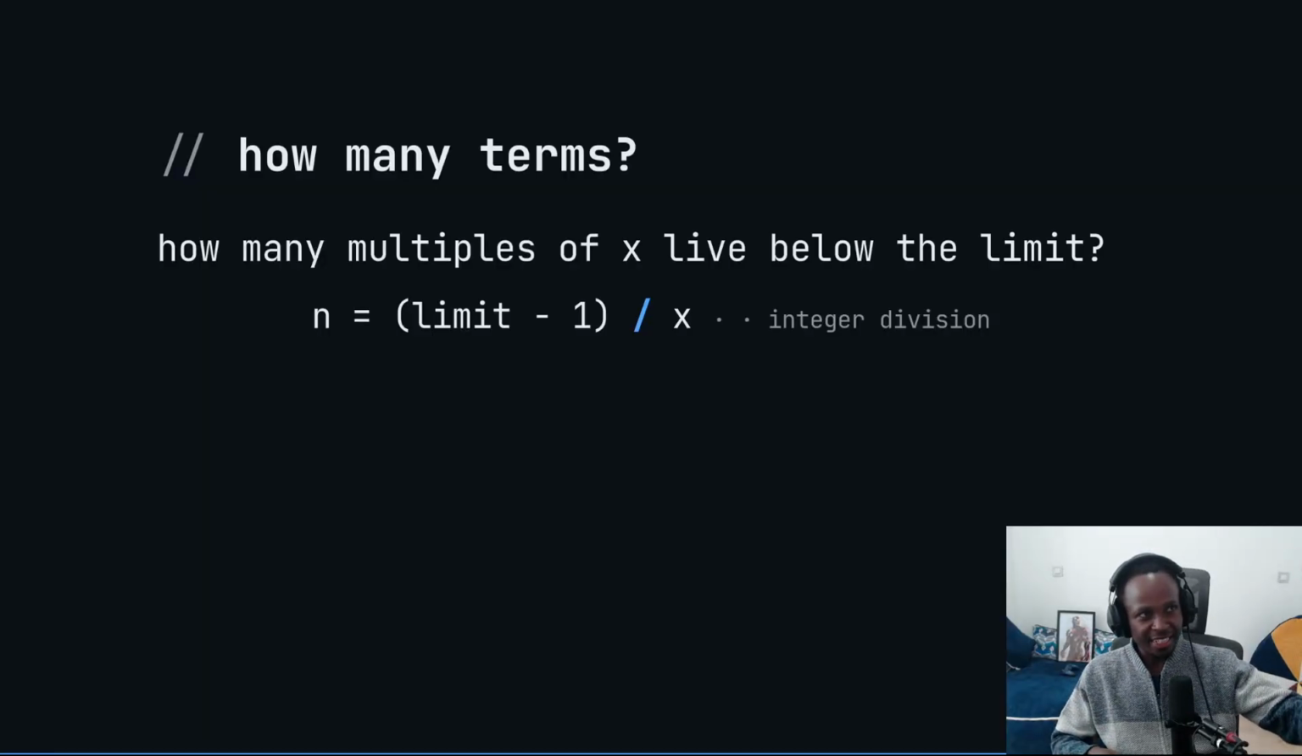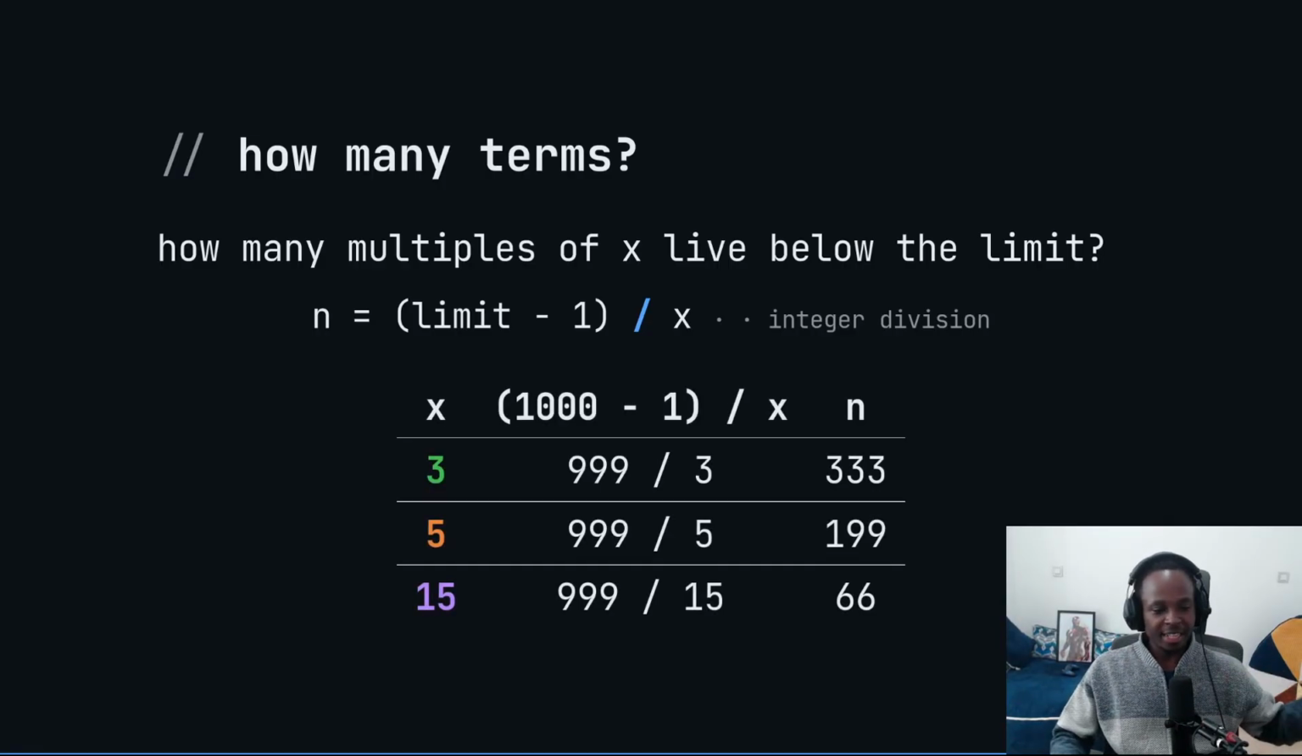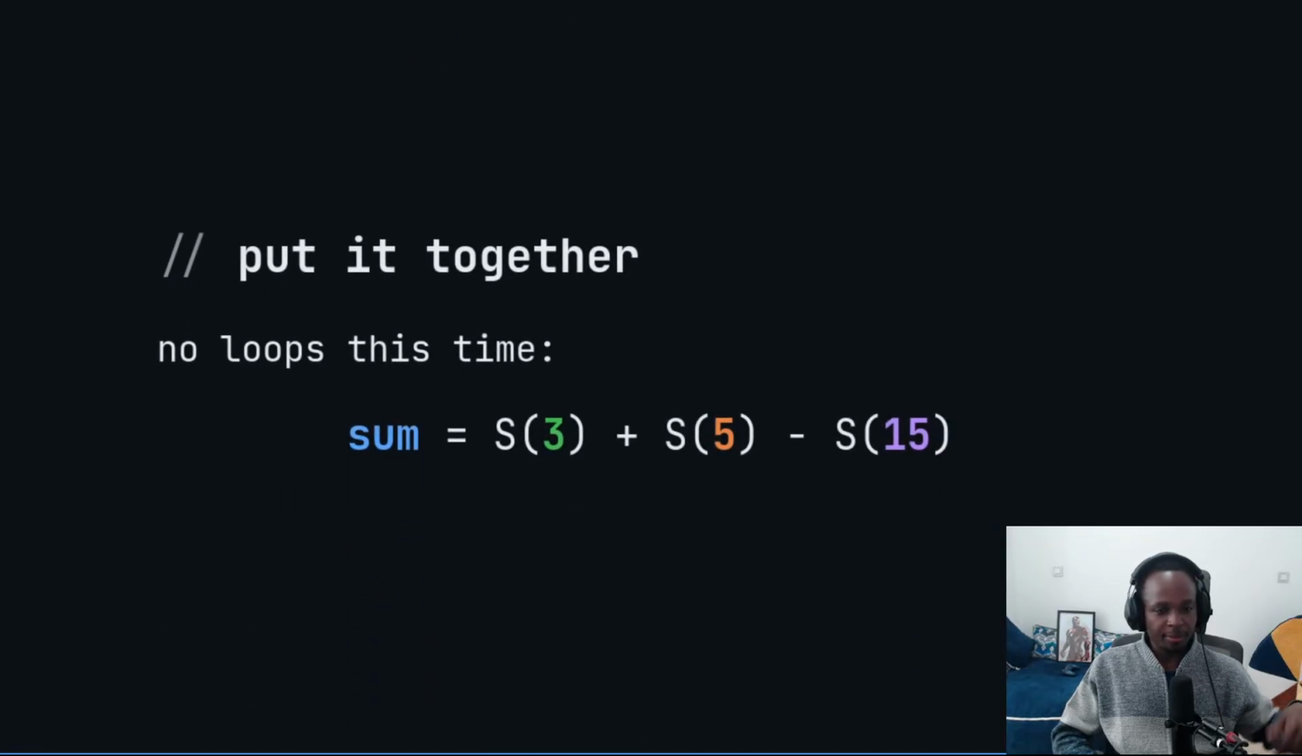If you take 999 divided by 3, you're going to get 333, which is the number of terms for the series of 3. So we are going to be doing integer division for that, since we don't want the values after the decimal point. We're only interested in the integer part. So that's basically how this is going to go.